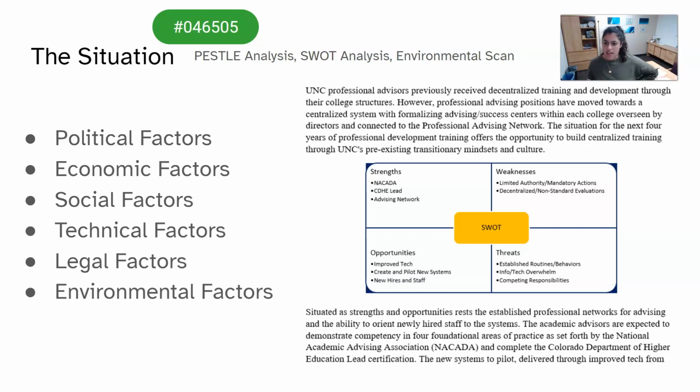So we have strengths: I have all these organizations that we're a part of. Weaknesses are things like, it's not mandatory, which is why I need a good, strong PR push, because they don't have to do anything. Same, it's not actually part of their evaluations. Opportunities: we have better tech now, I have these new pilot systems, and I have a beta testing group that I've been working with on developing this blog. And then threats: people just get really overwhelmed by information, and there are competing responsibilities with their job compared to professional development.